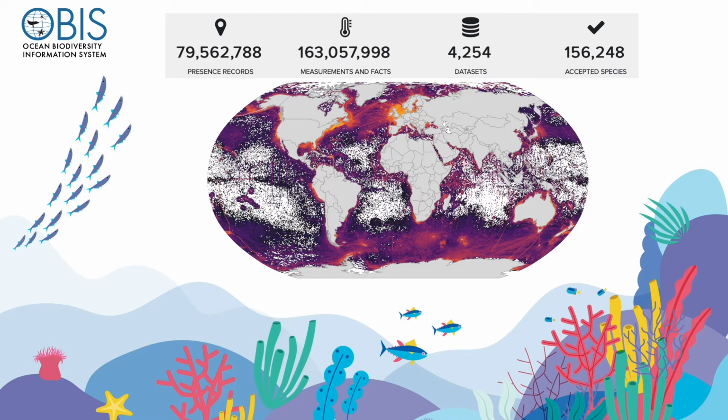At the moment, we integrate more than 4,000 datasets, and we provide occurrence records of more than 150,000 marine species. So we have 80 million occurrence records and twice as many measurements and sampling facts.